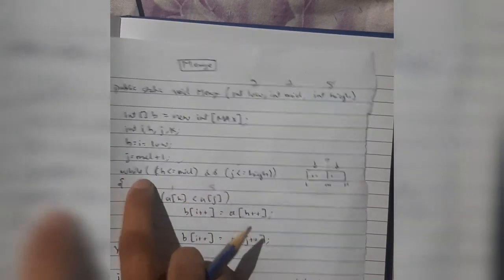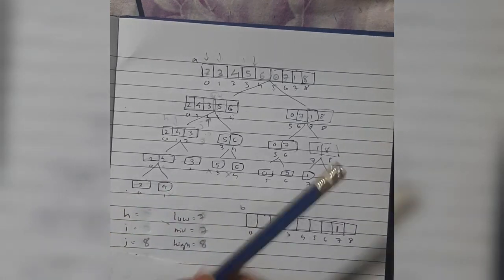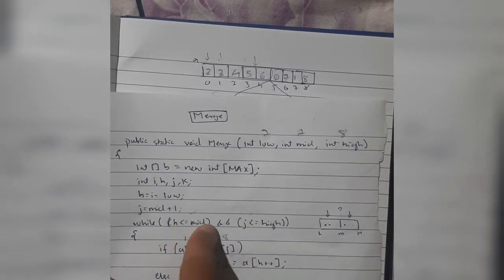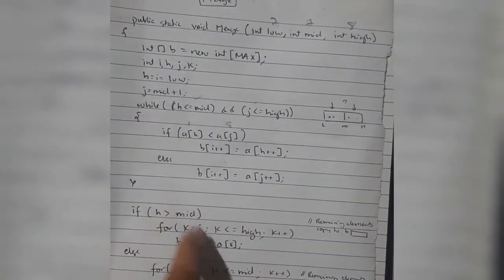Then do the same thing again. Increment both h and I values. Okay, after you write the value here, we have to increment. H and I will become 8 now. Then we'll be comparing the while condition here. Is h less than or equal to mid? No, it's false. So we'll be moving on with the next code here.